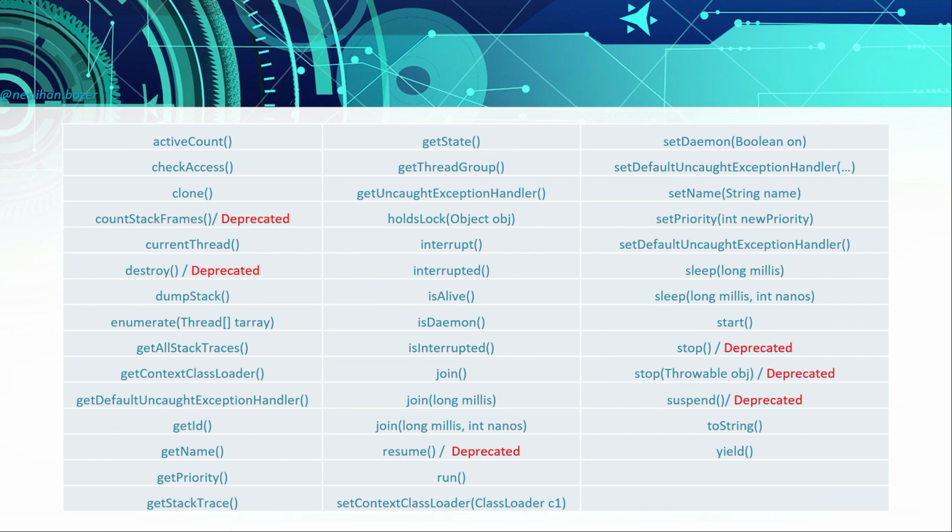Notify is used to give notification to only one thread which is waiting for a particular object. Notify all is used to give the notification to all waiting threads of a particular object.